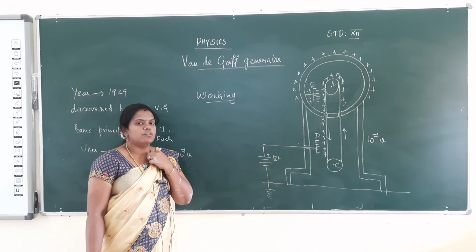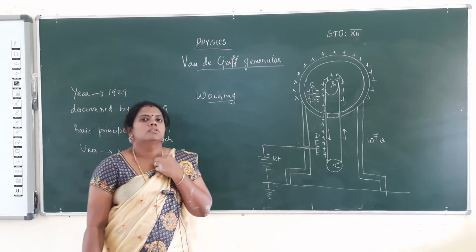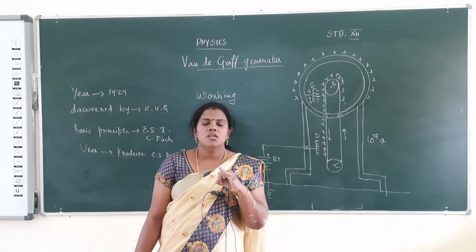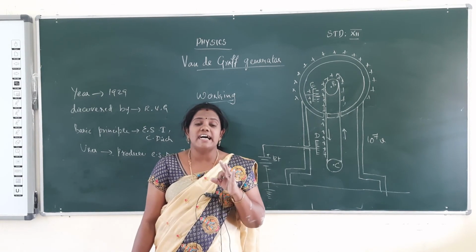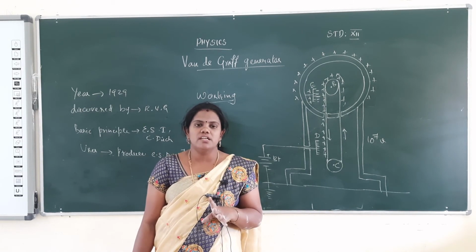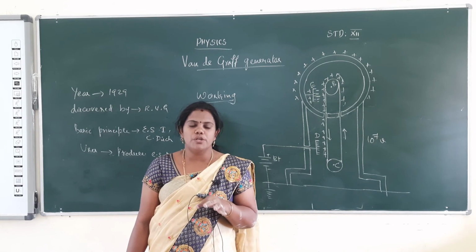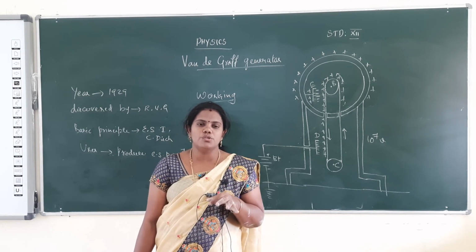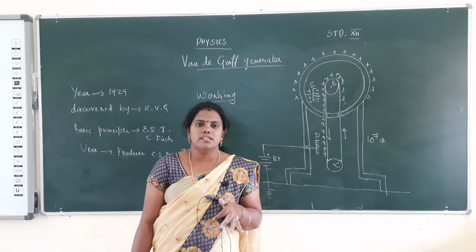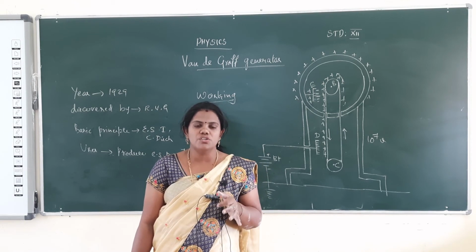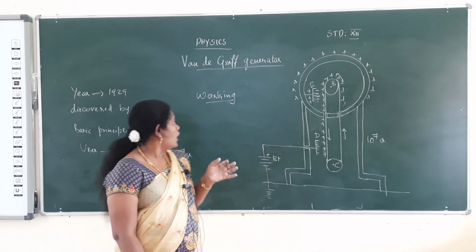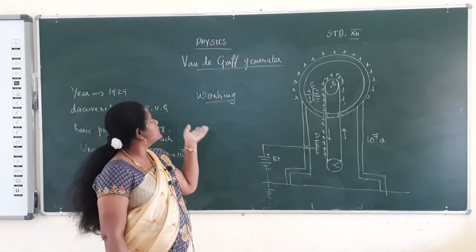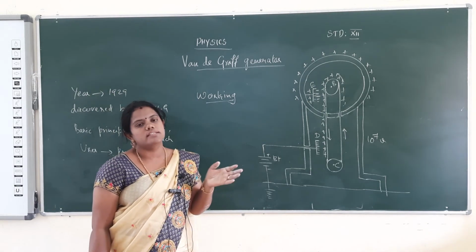Okay. So in today's session we have discussed corona discharge, distribution of charges in the conductor, and then the lightning arrestor and the Van de Graaff generator. What is the basic principle used in the working of the Van de Graaff generator, what is its construction, and how it works, all are discussed in this session.